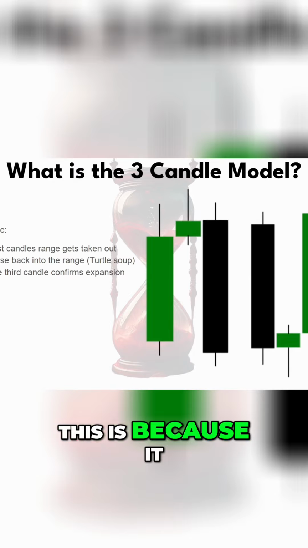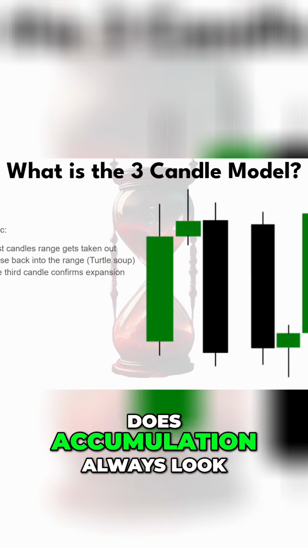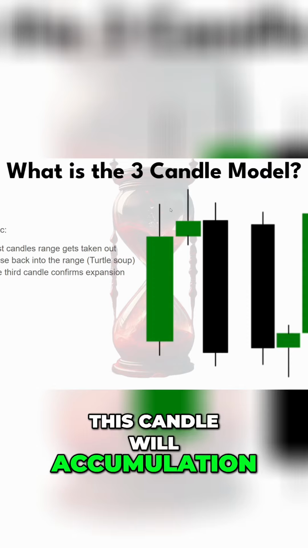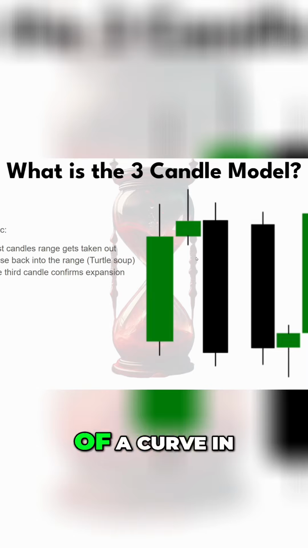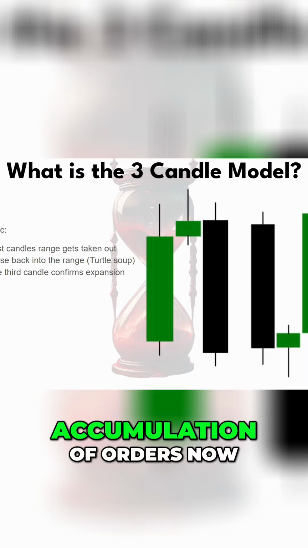This is because it doesn't really matter where you accumulate, okay? Now, does accumulation always look like this, where it's in a super tight range, sort of like this candle? Will accumulation always look like this? The answer is no, actually. The left side of a curve in a market maker model is a form of accumulation of orders.